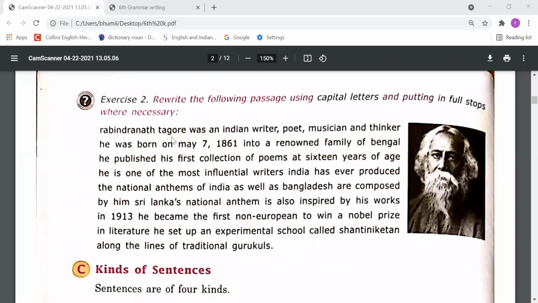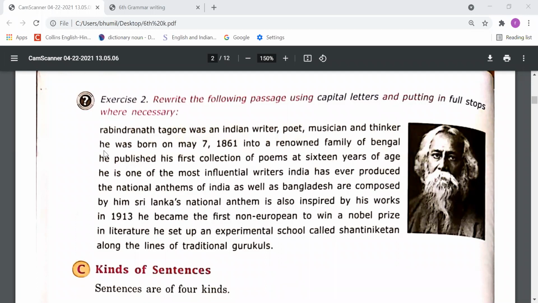That's a proper name, and I have told you the first letter of any proper name is capital. So R capital, T capital, right? And Indian, it's I that's written small. That's also a proper noun, so we need to make I capital. Now let's come to the next sentence. He was born on May 7, 1861 into a renowned family of Bengal. Then we need to put a full stop because we have written a complete sentence here. So after Bengal, we need to put the full stop, right?